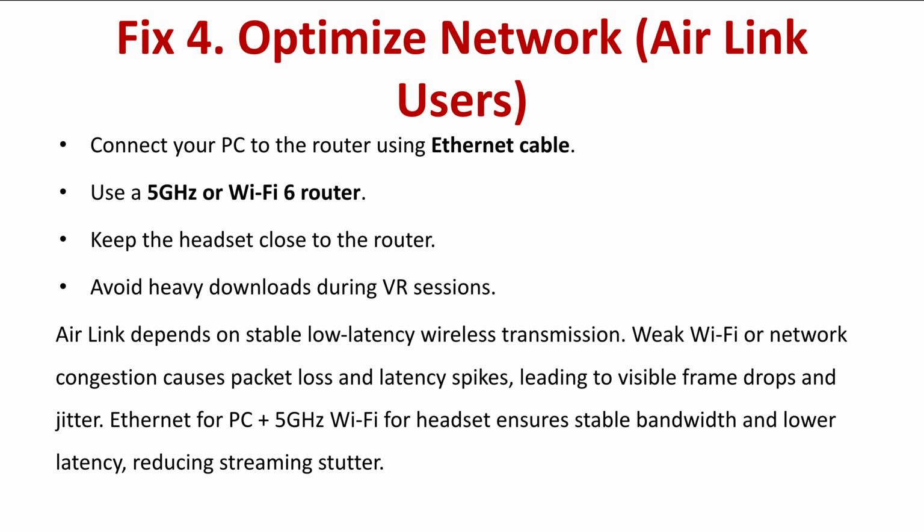So fix four is to optimize the network. Air Link users: connect your PC to the router using an Ethernet cable, then use a 5 GHz or Wi-Fi 6 router. Keep the headset close to the router. Then avoid heavy downloads during VR sessions. Air Link depends on stable low latency wireless transmission. Weak Wi-Fi or network congestion causes packet loss and latency spikes, leading to visible frame drops and jitter. Ethernet for the PC plus 5 GHz Wi-Fi for the headset ensures stable bandwidth and lower latency, reducing streaming stutter.